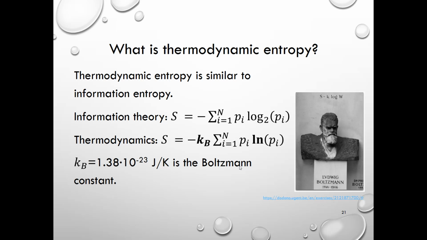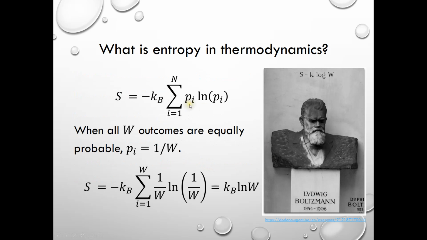The equation for calculating thermodynamic entropy is very similar to information entropy. So if we compare the information entropy and thermodynamic entropy, the difference is minimal. We need to replace this log 2 with this natural logarithm, and we need a constant in front of the sum. This constant is the Boltzmann constant. Now the equation for thermodynamic entropy is expressed this way.